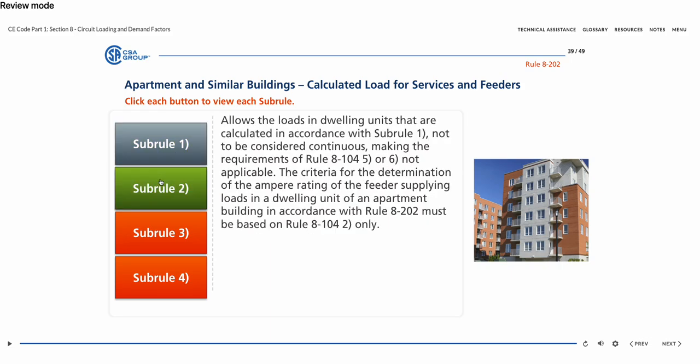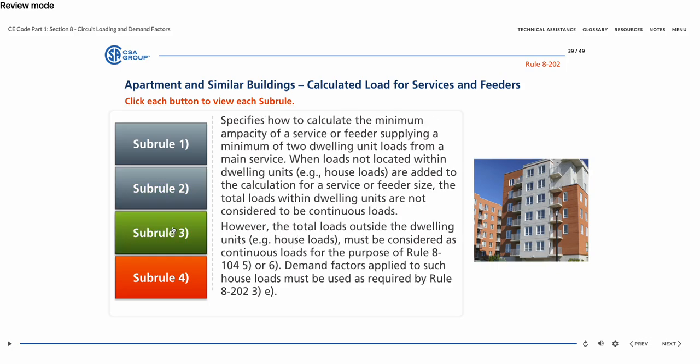Subrule 2 allows the loads in dwelling units that are calculated in accordance with Subrule 1 not to be considered continuous, making the requirements of Rule 8-104, Subrule 5 or 6 not applicable. The criteria for the determination of the ampere rating of the feeder supplying loads in a dwelling unit of an apartment building in accordance with Rule 8-202 must be based on Rule 8-104, Subrule 2 only.